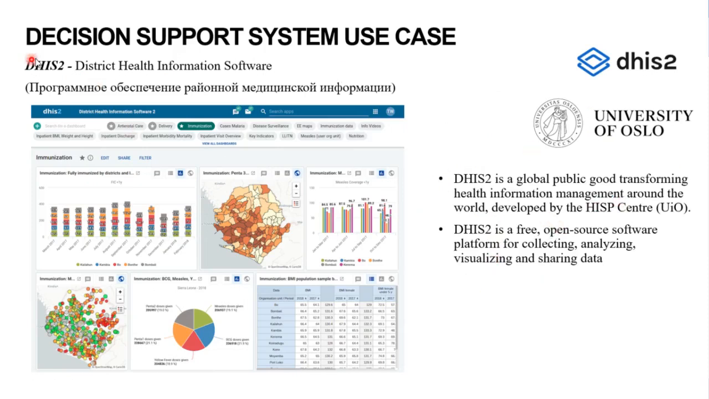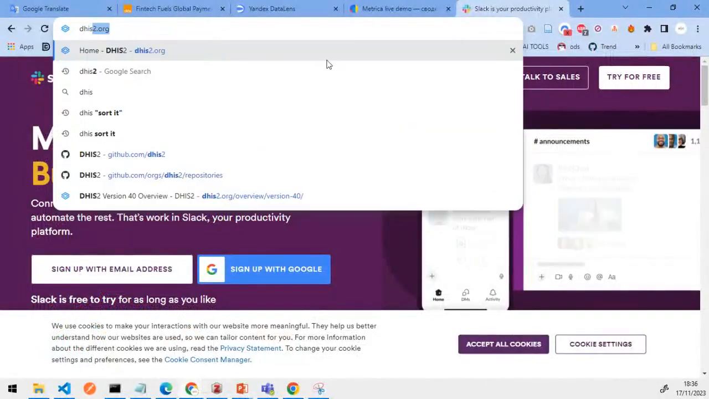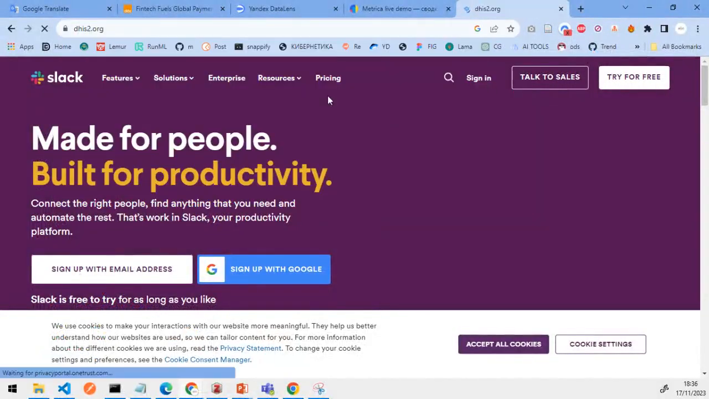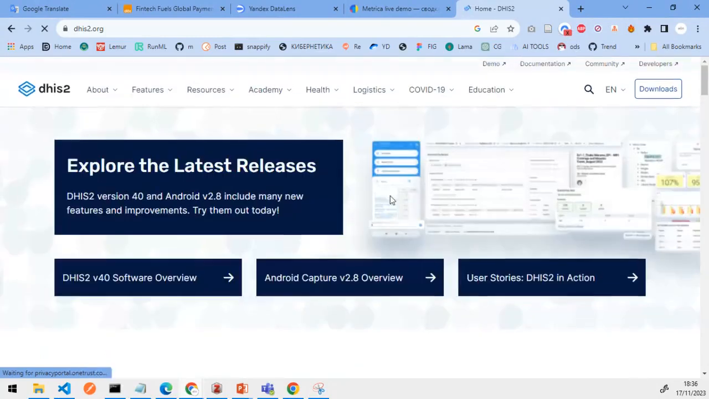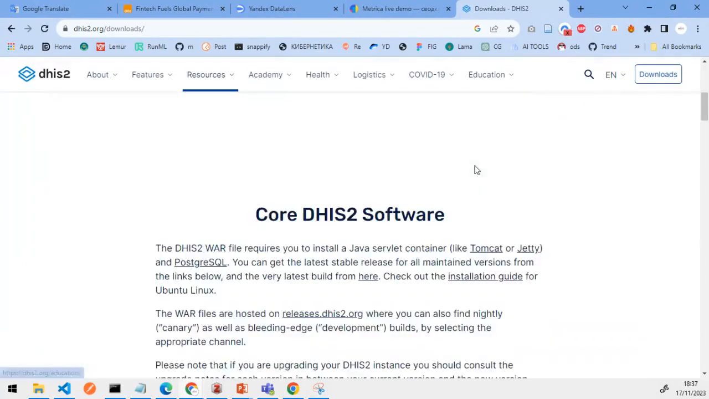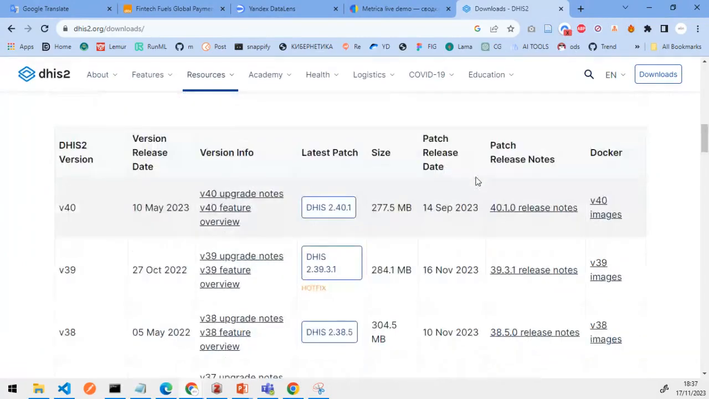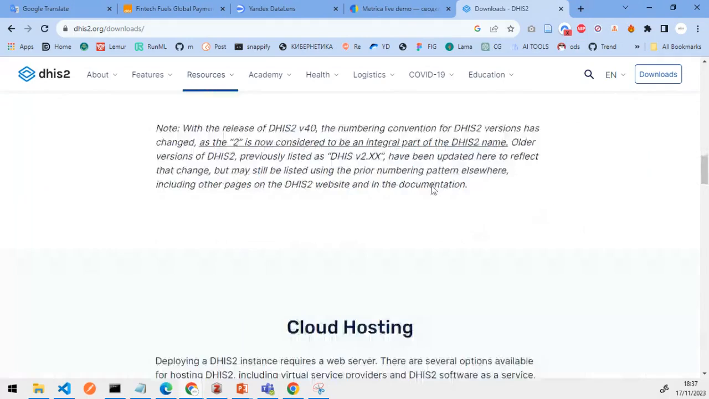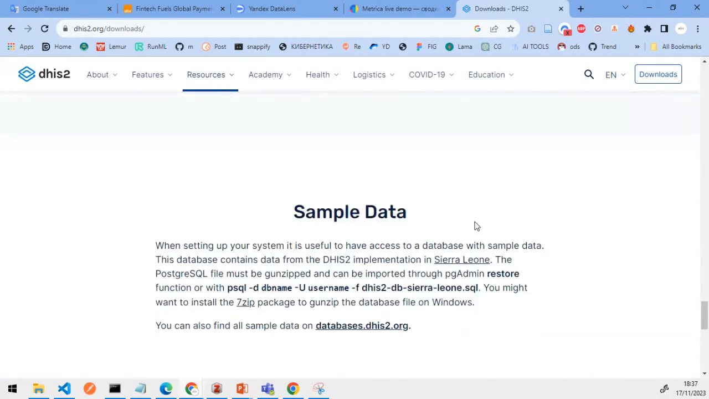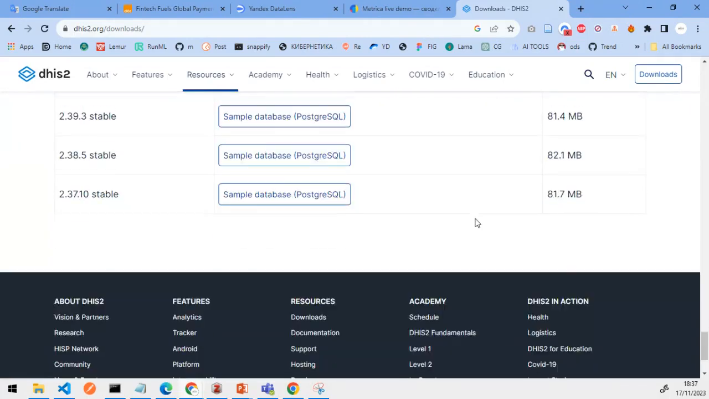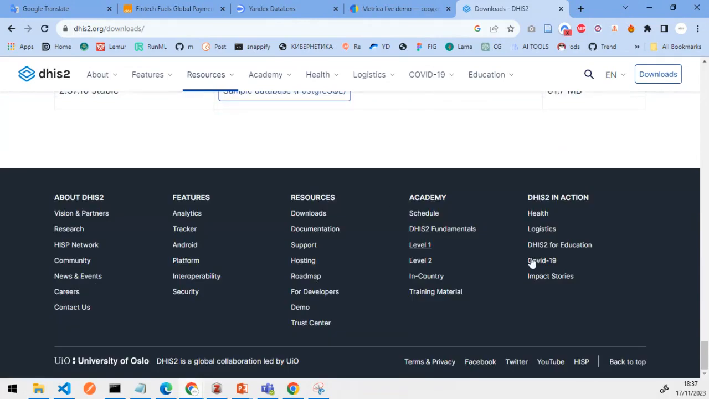Yeah, DHIS2. That is the software's name. Just to give you a little overview, it's like this, and you can download it and set it up. I think that they also have their GitHub. They have the mobile version and stuff like that. So you can download it, set it up, and then try to understand more how it works.